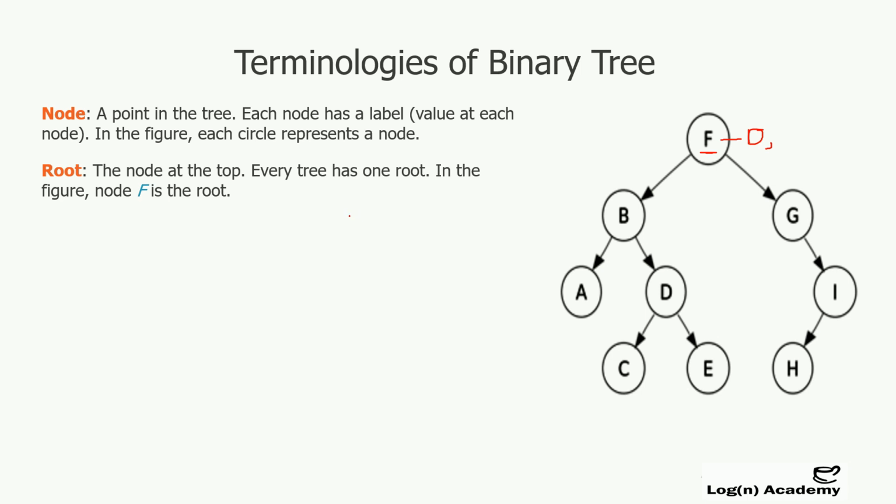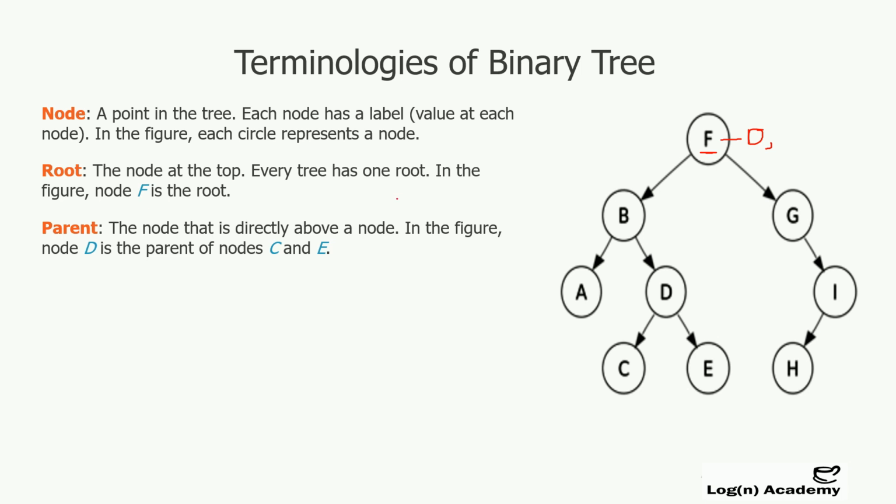Root: the node at the top. Every tree has one root. In the figure, F is the root node. Parent: the node that is directly above a node. In the figure, the node D is a parent of nodes C and E.